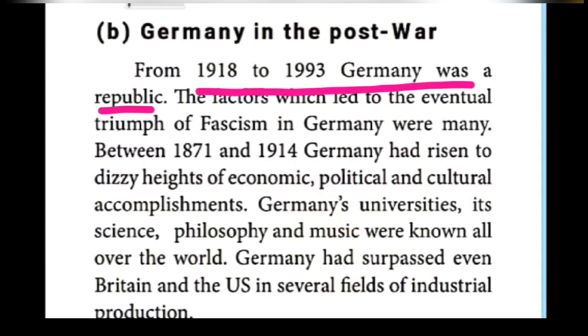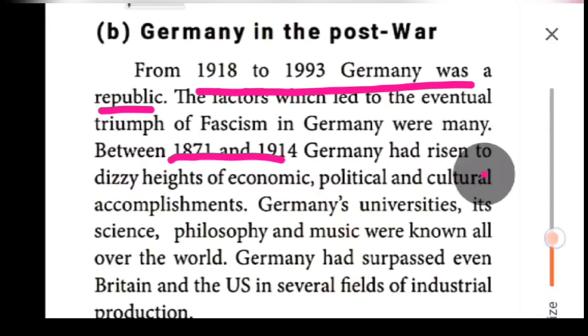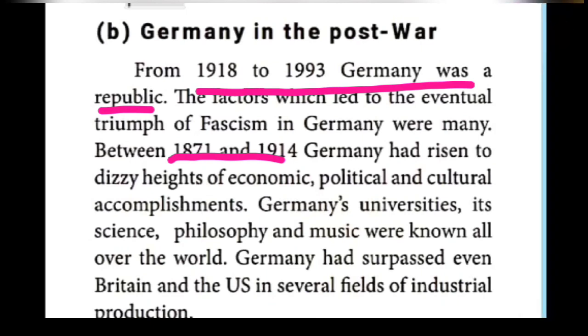Yes, there were many factors, many causes. Why did fascism emerge, or why did it lead to many causes in Italy? What are the reasons? Many reasons are there, they are telling. Yes, in between, 1871, what was the importance of the year 1871, children? Franco-Prussian War. Yes, the Franco-Prussian War. That is the importance.